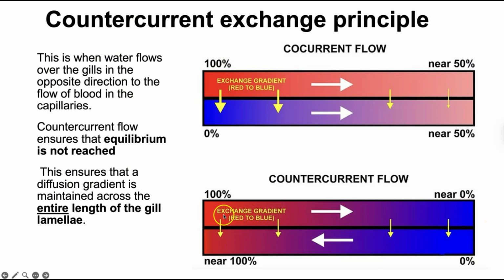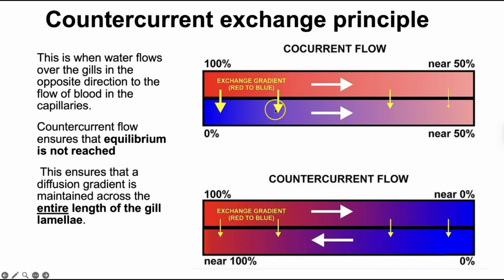That means that the equilibrium of oxygen is never reached, because as the blood flows in one direction and the water flows in the other, that means you should always have blood which has a lower concentration of oxygen reaching water which has a higher concentration of oxygen. So equilibrium is not reached. And your key marking point, your third mark, would be: this ensures that a diffusion gradient is maintained across the entire length of the lamellae.